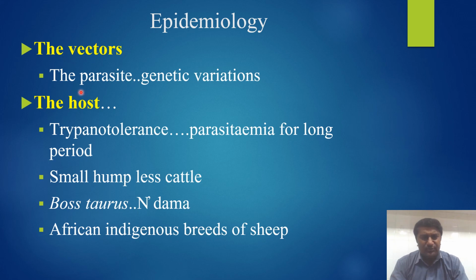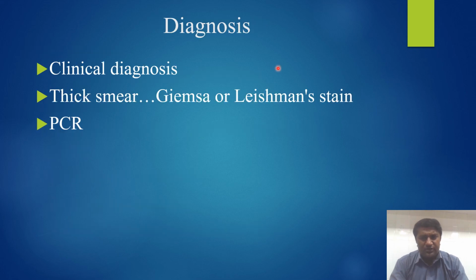Epidemiology: the vector, the parasite, genetic variations, and the host, the trypanotolerance. This is the term used when parasitemia remains for a long period; that is called trypanotolerance. It occurs in small humpless cattle, Bos taurus, N'Dama, and African indigenous breeds of sheep. So diagnosis: you can diagnose by clinical diagnosis and thick smear, Giemsa or Leishman stains, and the last one is PCR.